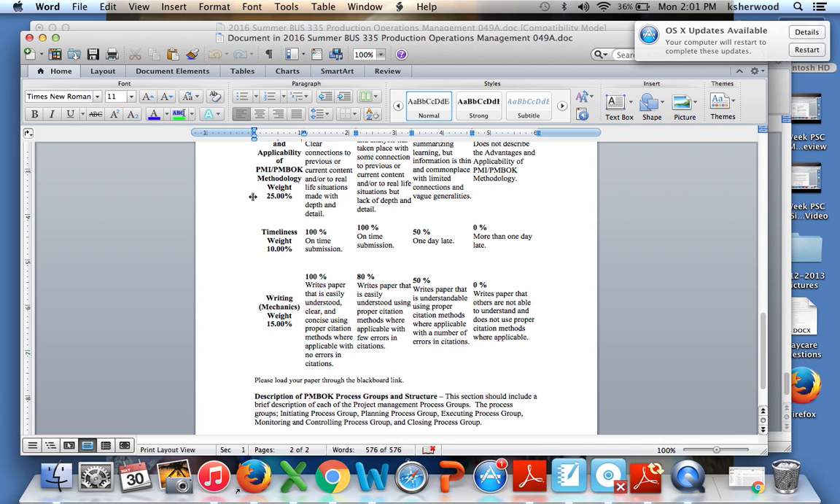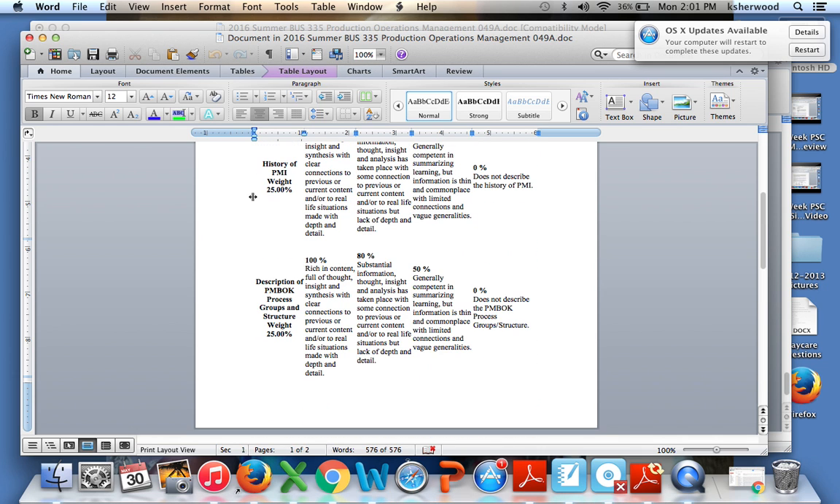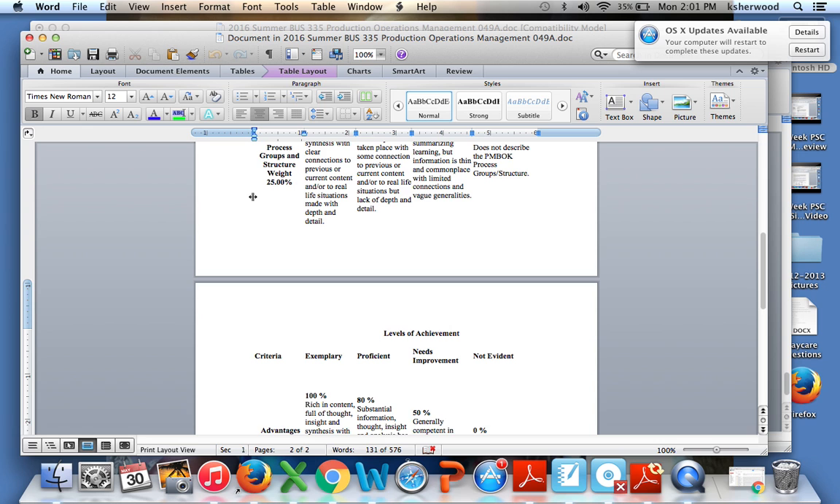This is when you're looking at the initiating process group, planning process group, executing process group, monitoring and controlling process group, and closing process group. So each one of those should have their own paragraph describing what happens during that process group, what some of the key inputs are, what some of the outputs are, what some of the tools are. Each one of those process groups should have about a paragraph describing that. So that section is going to be the longest section, about a page and a half. So you want to have fully fleshed out what each one of those are. That's the process group section.